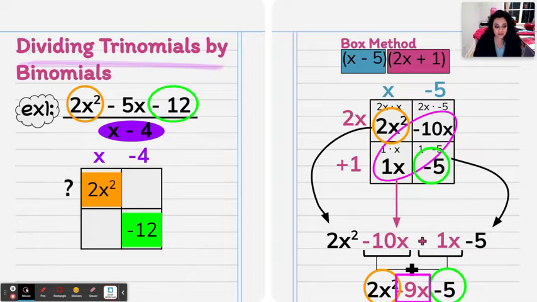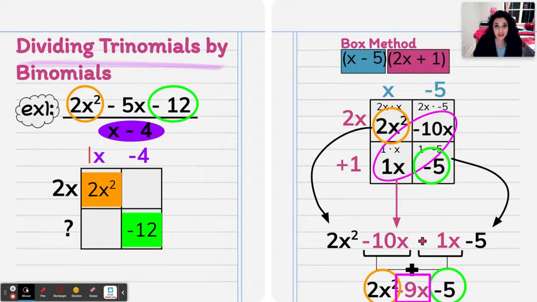Okay. So now we got to figure out what goes on this left side first. Basically, what times x gives me 2x squared? Since I have a squared for my x, I know I'm going to be multiplying 2 x's. And since this is technically 1x, something times 1 gives me 2. Well, 2x times 1x is 2x squared. So I know my first term of my binomial, or my answer, is going to be 2x.